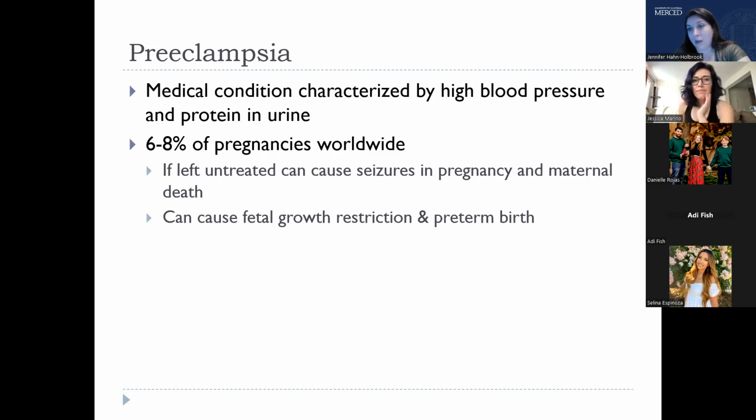Preeclampsia is another medical condition. It's characterized by high blood pressure and protein in the urine. It's actually one of the biggest killers of moms. About 6 to 8% of pregnancies worldwide develop preeclampsia. If left untreated, it can cause seizures in pregnancy and maternal death, and can cause fetal growth restriction and preterm birth.